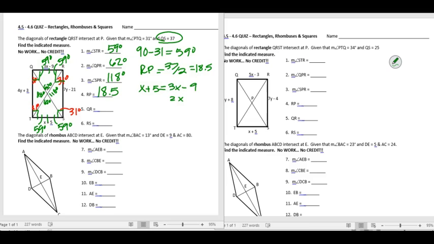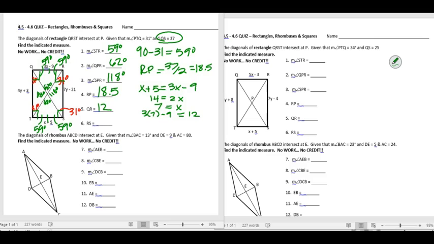That's 2x. We're going to add 9 to both sides. That's 14. So x is equal to 7. And some of y'all stopped right there and didn't finish. We've got to plug that x back in to get QR. So that's going to be 3 times 7 minus 9, and that was 12. So that makes this length right here 12.